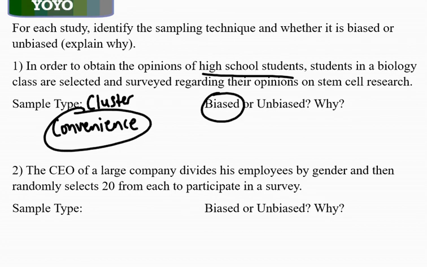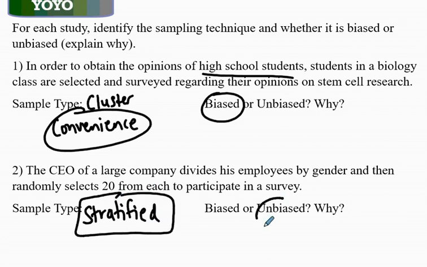Last part is the CEO of a large company first divides into groups and then picks within the groups. This is an example of a stratified sample. We split into groups, and there's no reason to believe that this would be biased. You split into groups by gender, male and female, and then you pick 20 randomly within each group. No reason to believe that that would be an unfair representation of the population with the current information.